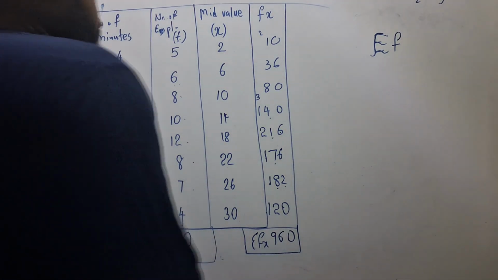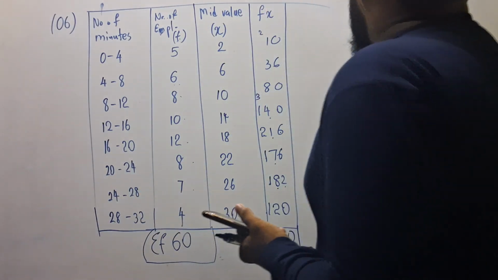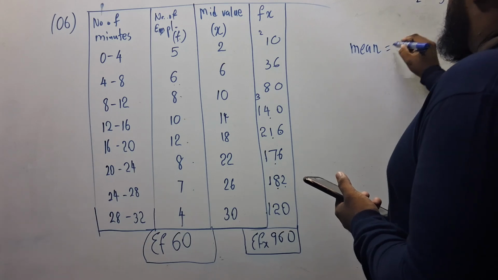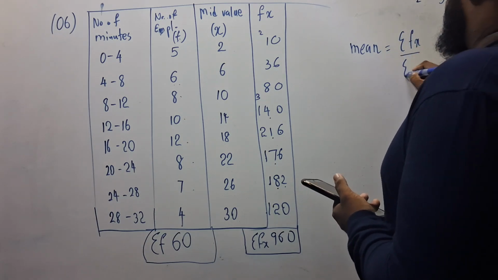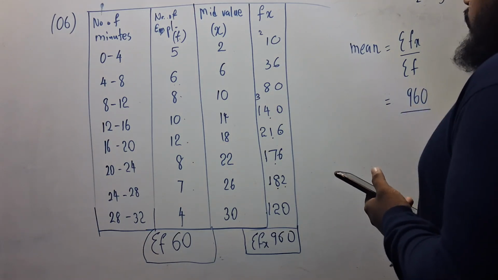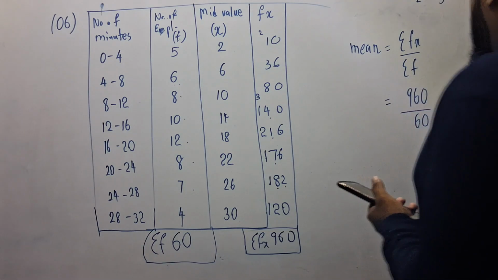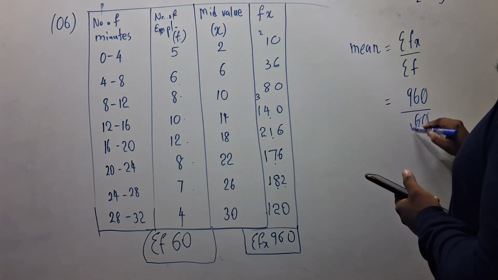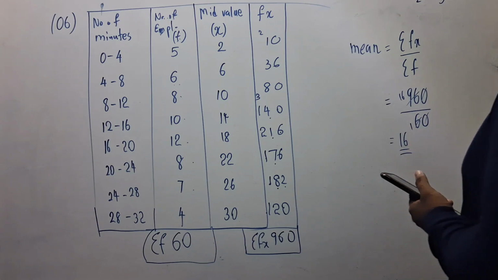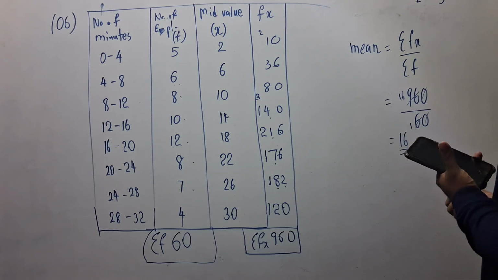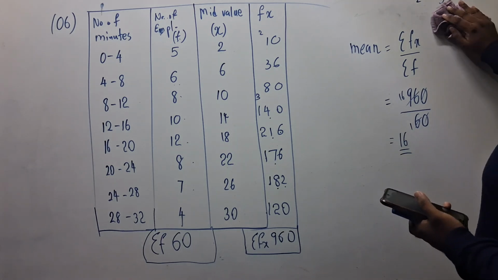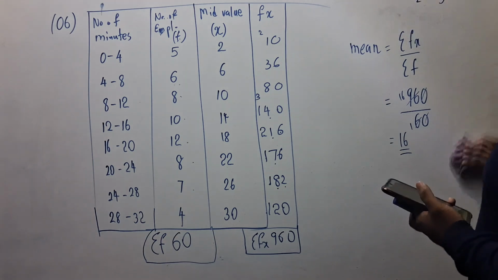Okay. If you are using this method, you can get the answer, mean as sigma fx over sigma f. Sigma fx is 960. Sigma f is 60. You can cut the sixes, so mean is 16. But I recommend you do both methods. Anyway, we know the mean is 16 now.